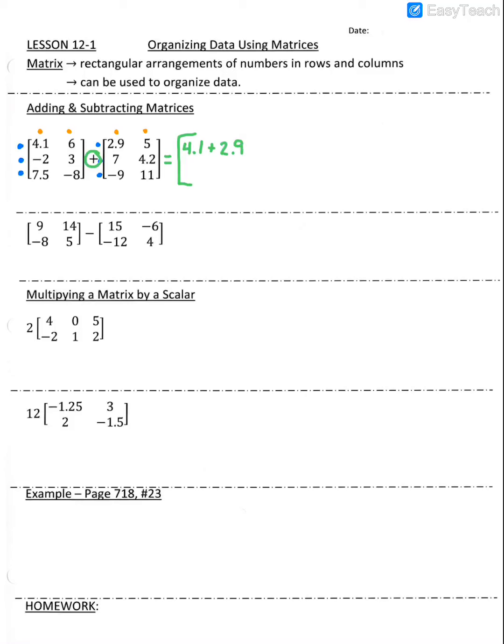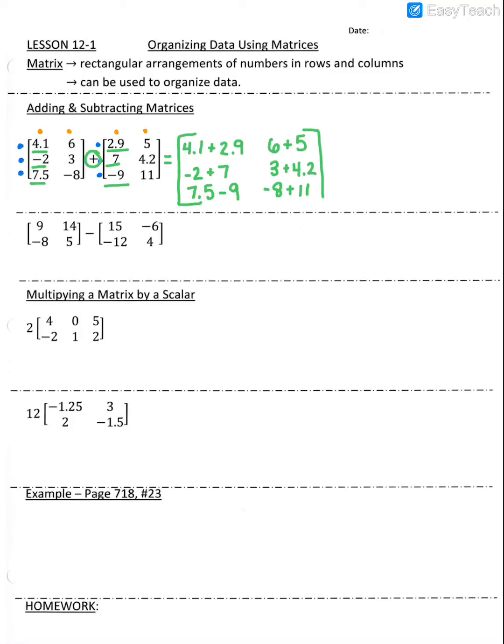I'm going to have to give myself a little bit more room, I think. So let me move this. Sorry, my pen's not writing. There we go. Then we'll have negative 2 plus 7 and 7.5 minus 9 in that first column. And again, that's just because we're adding 4.1 and 2.9, negative 2 plus 7, 7.5 minus 9, and then we're going to do 6 plus 5, 3 plus 4.2, and negative 8 plus 11.